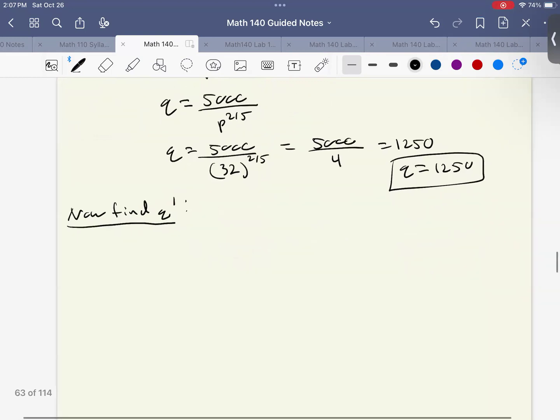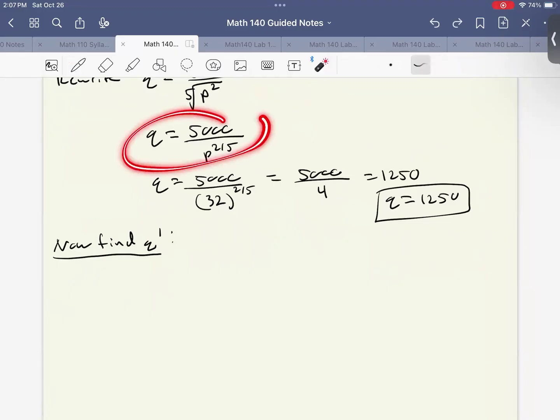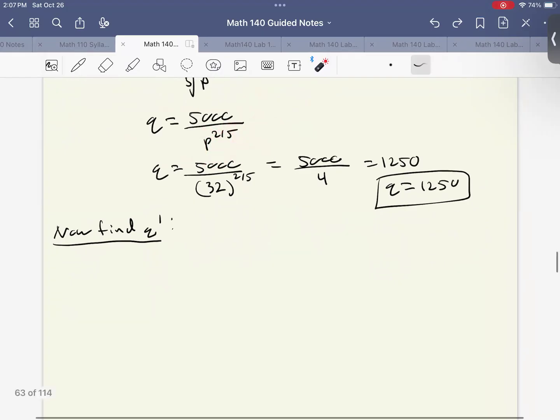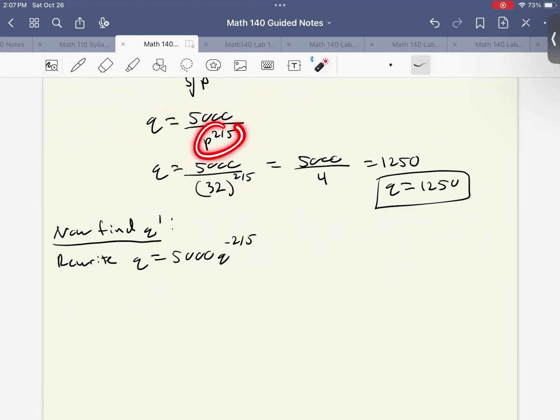So once again, I have Q equals 5,000 over P to the 2/5. And I want to rewrite this so I can use a power rule. So I want to bring this guy up here. It's going to make it P to the negative 2/5. The exponent becomes negative. So rewrite Q to equal 5,000 P to the negative 2/5. Right, I brought this guy up, makes the exponent negative.